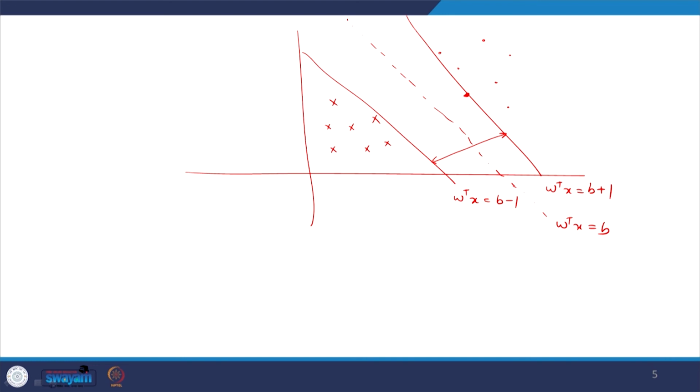So, what is the distance between these two planes? The distance between these two hyperplanes is clearly 2 upon norm of W. You find out the distance from the origin to each plane, and the difference between the two is nothing but 2 upon norm of W; that will be the distance between these two hyperplanes.